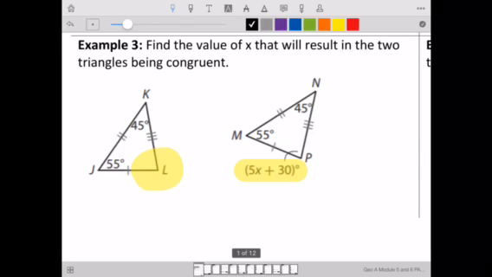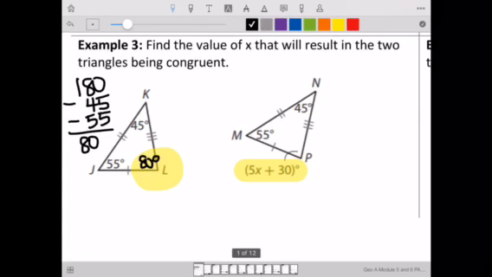In a triangle, all three angles, this angle plus this angle plus this angle, always have to add up to 180. So if we work backwards, taking 180 minus the two angles that we already know, we can figure out what our angle L will be. And in this case, it is 80 degrees.